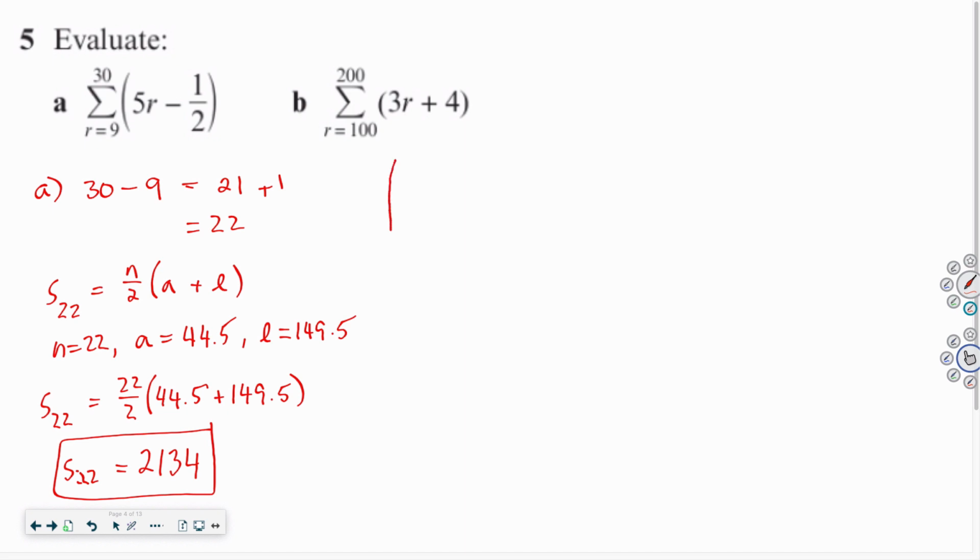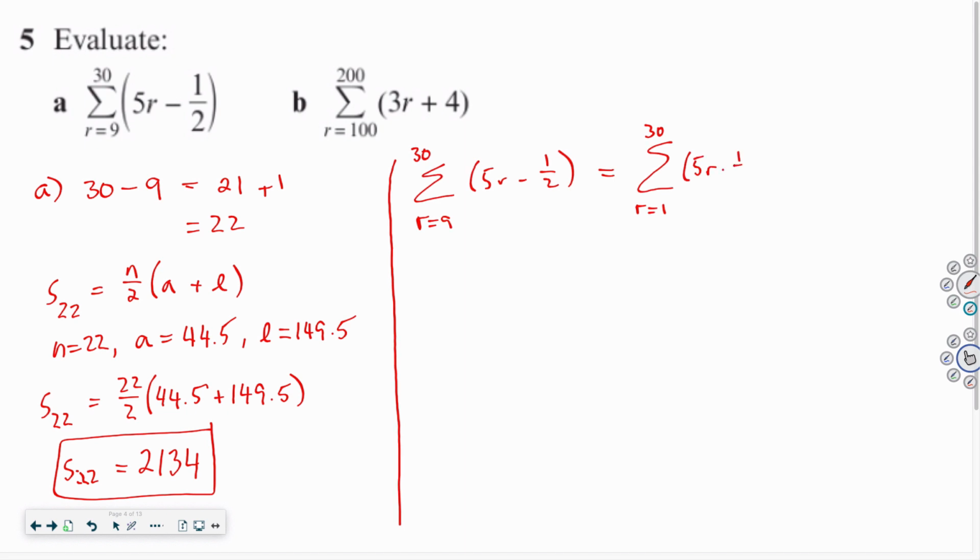Now again, if we look at the method we just learnt, the summation of 5r minus a half from r equals 9 to 30, we can split that up and we can say that's the summation of r equals 1 to 30 of 5r minus a half, minus the summation of 5r minus a half from r equals 1 to 1 less than this, so to 8.